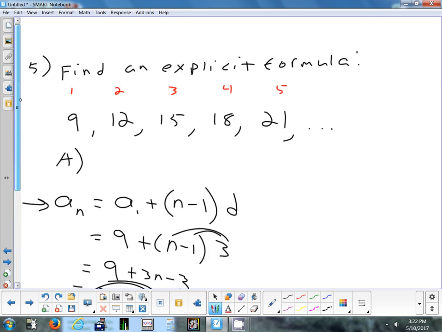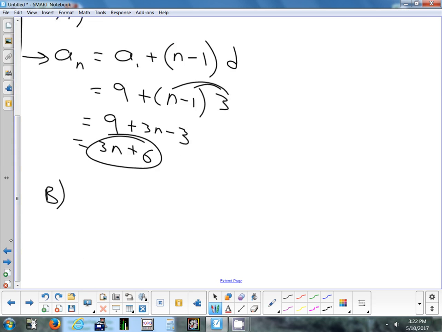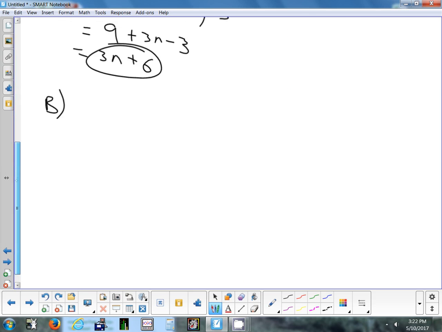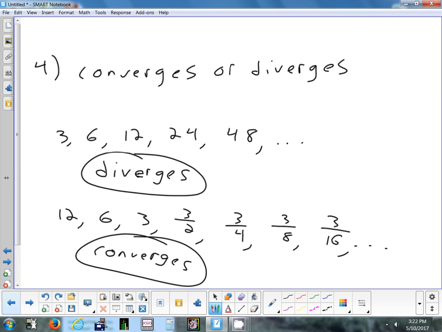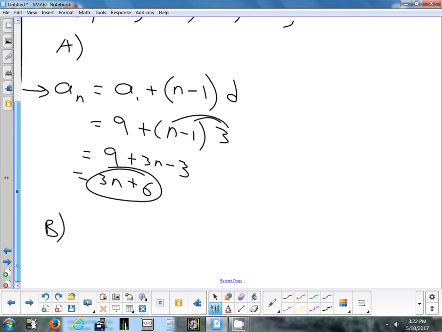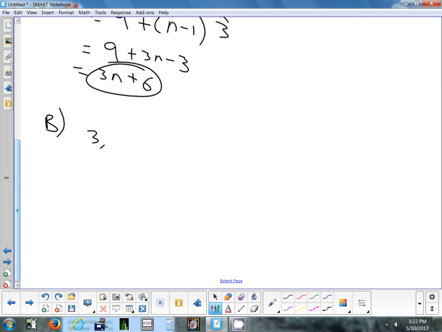So along the same idea, still find an explicit formula. Let's do geometric. What's a geometric sequence? It's multiplying. I had one right here: 3, 6, 12, 24, 48.